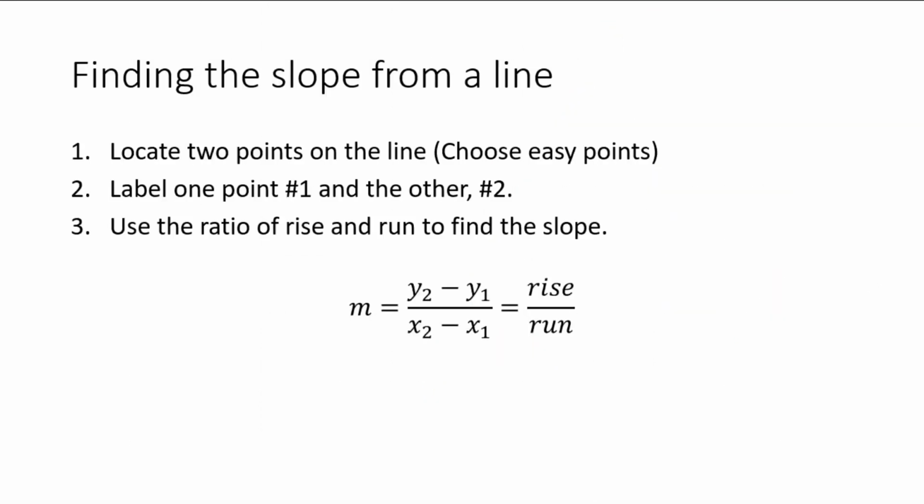So what if we have points instead? Here's how we do it. We want to locate any 2 points on the line, label one point number 1 and the other point number 2. Then I'm going to use the ratio of the rise and the run to find the slope, using my equation, m equals y2 minus y1 over x2 minus x1. The reason we label them really quick is so we don't get confused about which one is point number 2 and which one is point number 1. It doesn't matter which point we label as 1 and 2, just as long as we're consistent within our formula.